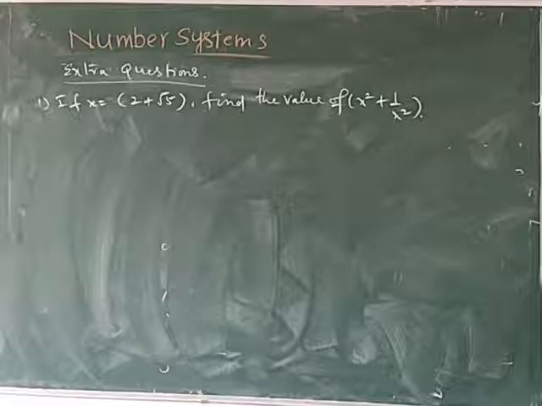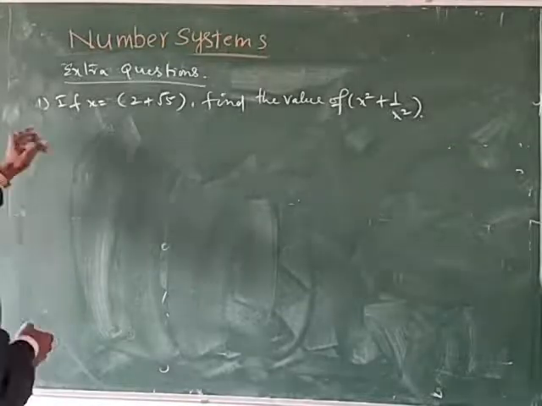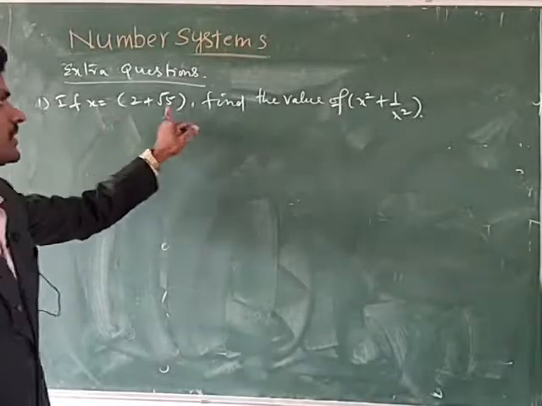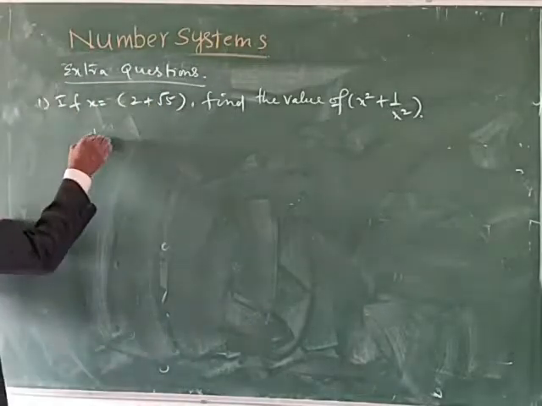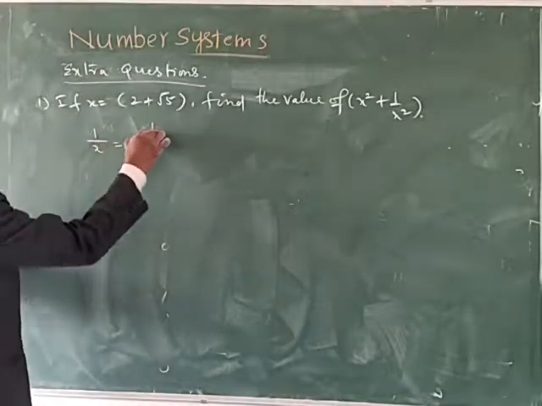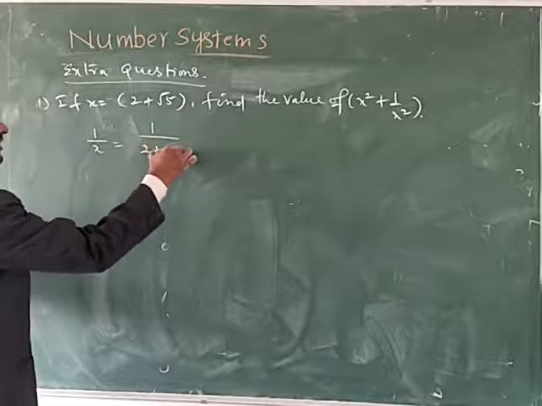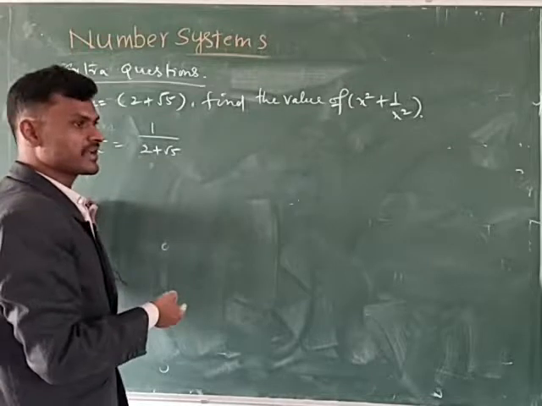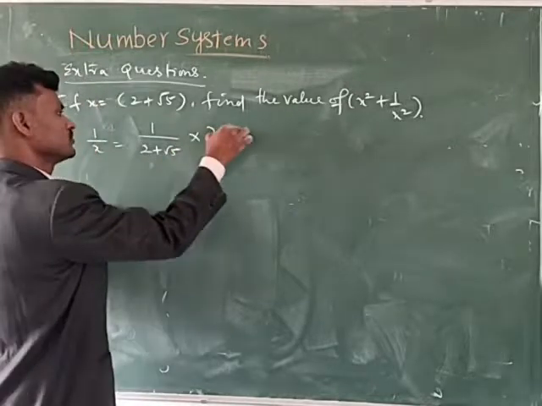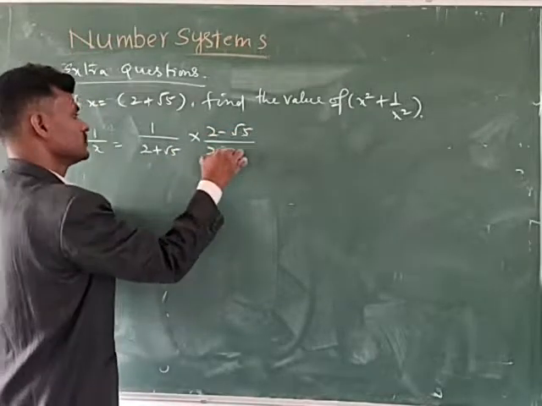Here some extra questions we have to discuss. If x is equal to 2 plus root 5, then find the value of x square plus 1 by x square. First we have to write here 1 by x. 1 by x is equal to 1 by 2 plus root 5. Now you have to rationalize the denominator. Then you can find the rationalizing factor. Here the rationalizing factor is 2 minus root 5 by 2 minus root 5.